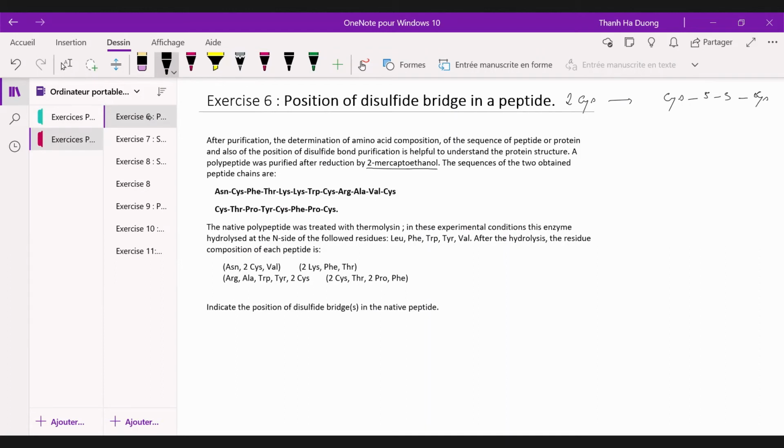So when you have a peptide or protein with a disulfide bridge, you can break it by adding 2-mercaptoethanol. Beta-mercaptoethanol or 2-mercaptoethanol is the same. So you will reduce your protein. Is it okay?